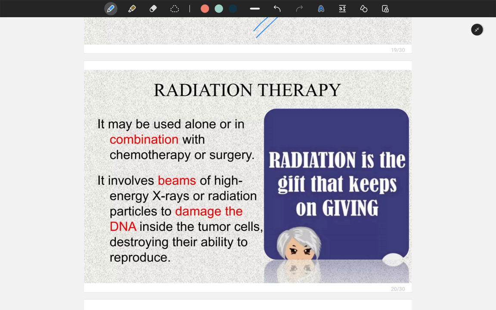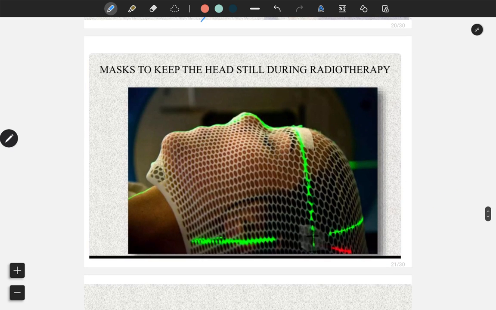If your cancer is benign or malignant, after surgery we have to go for radiation therapy so that there should be no recurrence of the cancer. It may be used alone or in combination with chemotherapy or surgery depending on the laboratory investigations. It involves beams of high energy X-ray or radiation particles to damage the DNA inside the tumor. So the DNA of the tumor cells should be damaged properly, destroying their ability to reproduce the cancer cells again. A mask is used to keep the head still during radiotherapy.